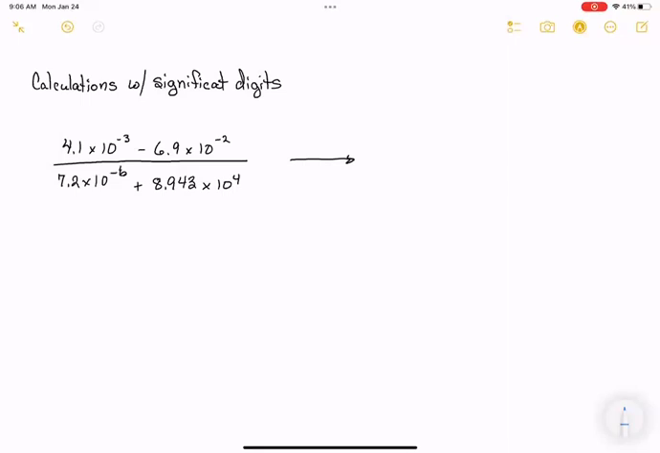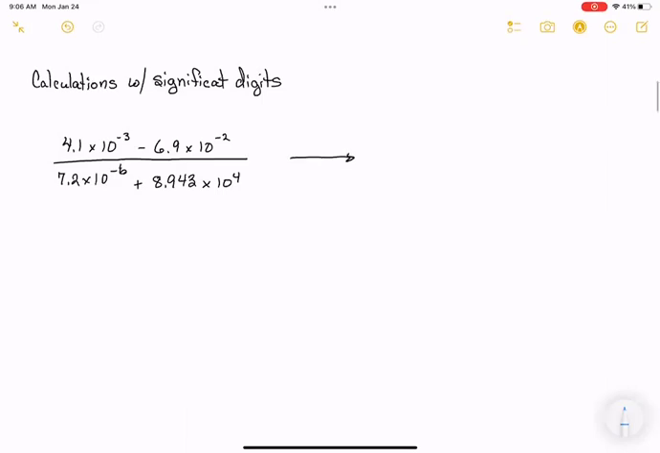To do so, the easiest way is going to be to convert one of these numbers so that the 10 to the minus number matches. And in this case, I'm going to do that with the first one. So it's going to be 0.41 times 10 to the minus 2 minus 6.9 times 10 to the minus 2. Basically, I took that 4.1 times 10 to the minus 3, and I made sure it matched up with the other exponent. At that point, we can perform the math.